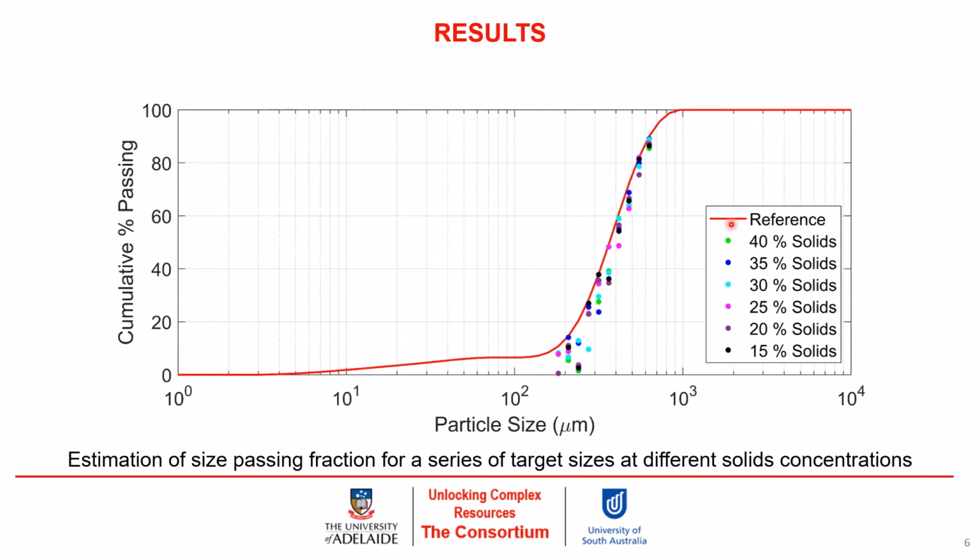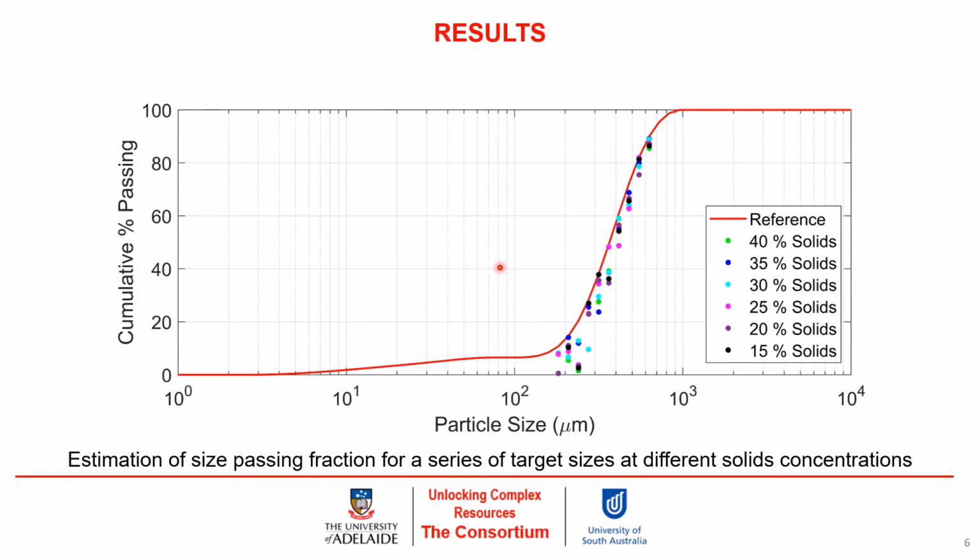So when we look at the size on the horizontal axis, it gives the corresponding percentage reading, shown by the scattered dots colored according to different solid concentrations. The smaller the distance between the dots and the red curve, the better the estimation. As can be seen from the results, there is no apparent difference in estimation of size passing fraction under different solid concentrations. This shows good robustness of our sensor, which is not affected by variation in solid concentration.